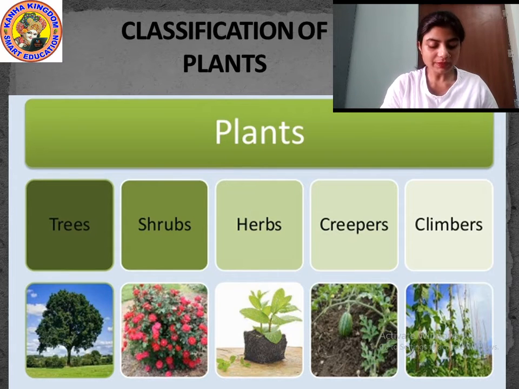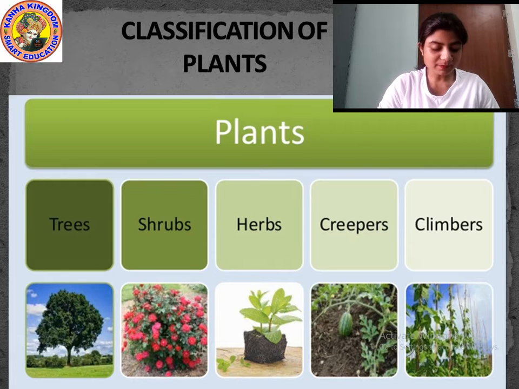Now, what are shrubs? Shrubs are small plants which have woody stems. For example, rose plant, tulsi plant, hibiscus plant. Understood? These are small plants which have woody stems.